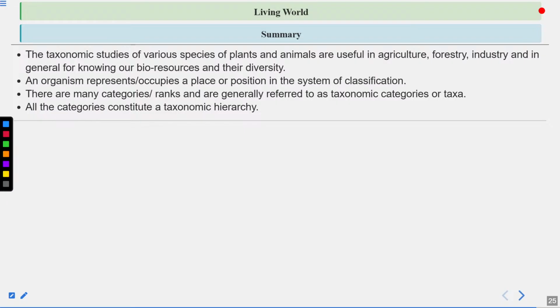Now all the categories constitute the taxonomic hierarchy. A hierarchy means there is a ranking system. Species is the lowest taxon, kingdom is the highest taxon. Above kingdom you have domain, but we are not talking about the domain here. So there is a hierarchical, ranking system here.